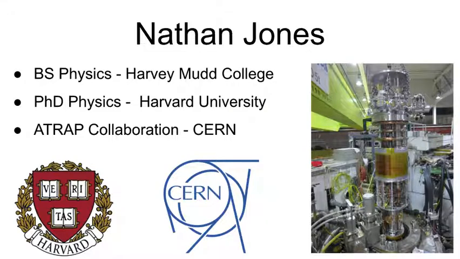I'm Nathan Jones. I got my bachelor's in physics at Harvey Mudd College and a PhD in physics at Harvard University, where I worked on the HRAP collaboration at CERN for several years. There, I analyzed and drew actionable conclusions off of large data sets. And I think that the skills I gained doing that should be useful going forward as a data scientist.